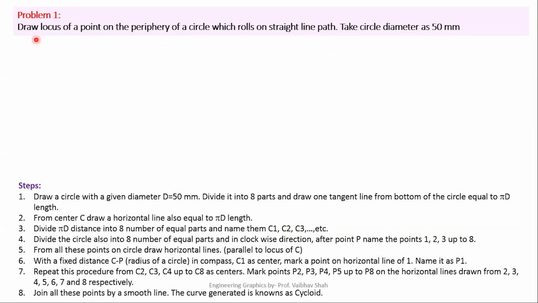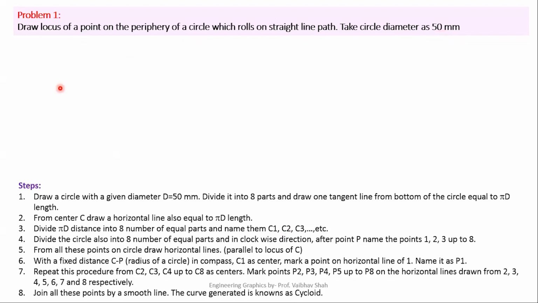So now problem number 1. Draw the locus of a point on the periphery of a circle which rolls on a straight line path. Take circle diameter as 50 mm. So here it is said that we have to trace out one point on a circle which is rolling on a straight path, like we have seen previously. And here the circle diameter is given as 50 mm. So it is obvious that our radius would be 25 mm.